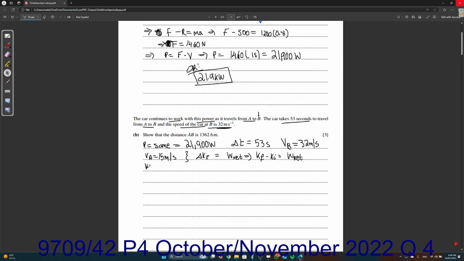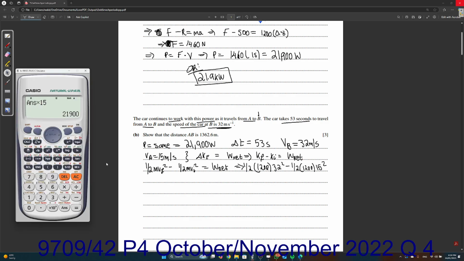So let's start. I'm not going to find K final and K initial separately. I'll just do half m v final squared minus half m v initial squared is equal to the net work done, right? Let's start substituting. Half times the mass, which is 1200, times velocity final squared, so times 32 squared, minus half the mass, which is the same, 1200, times v initial squared, so now we square 15 squared.